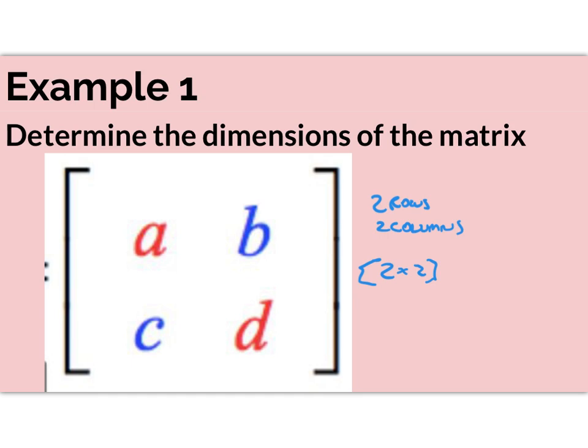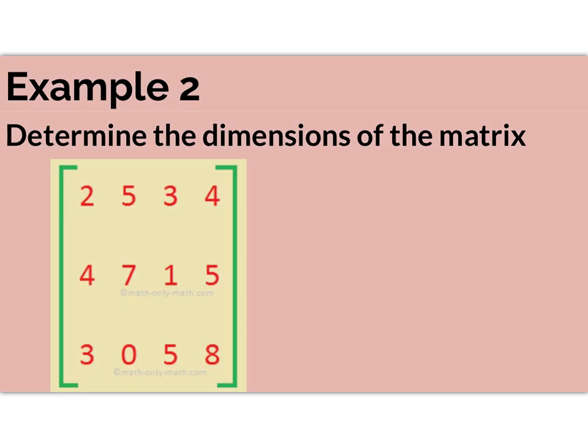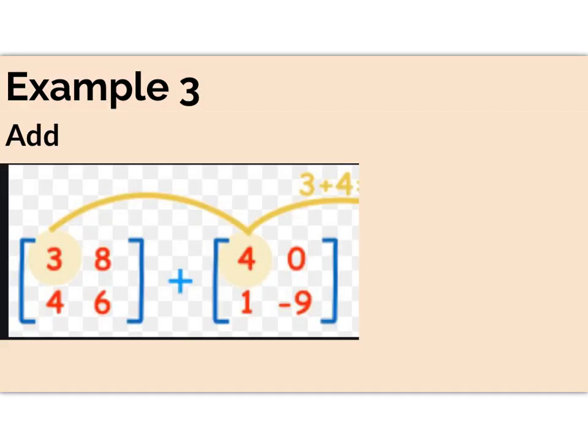Okay, so determine the dimensions of this matrix. You count the rows first, so you have 3, and then you count the columns. 1, 2, 3, 4. Columns go up and down, rows go side to side. That's 3 by 4. And those are the dimensions of that matrix.